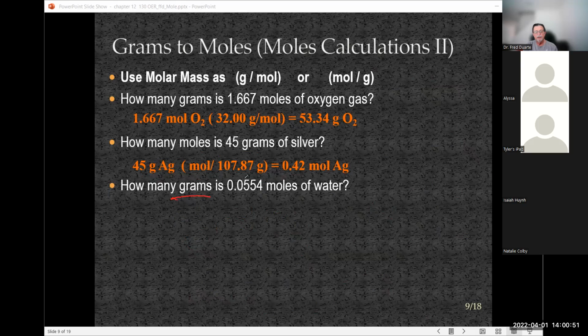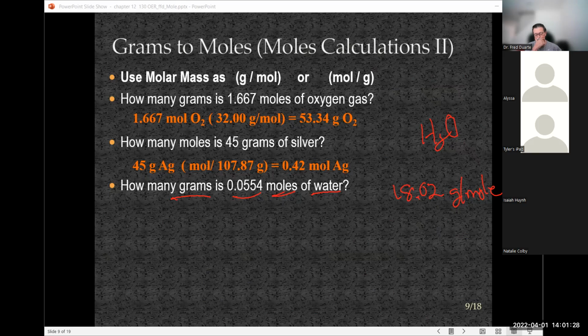How many grams is 0.0554 moles of water? So we're still dealing with grams per mole, moles to grams. And so Avogadro's number is not a factor here, but molar mass would be. And we did that earlier, and that was 18.02 grams per mole. Okay, because the formula for water was H2O, 1 oxygen, 2 hydrogens, and that gives us a molar mass of 18.02 grams per mole.